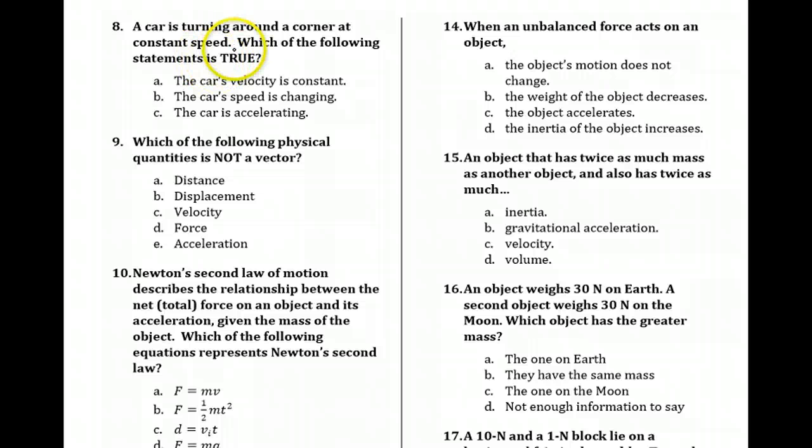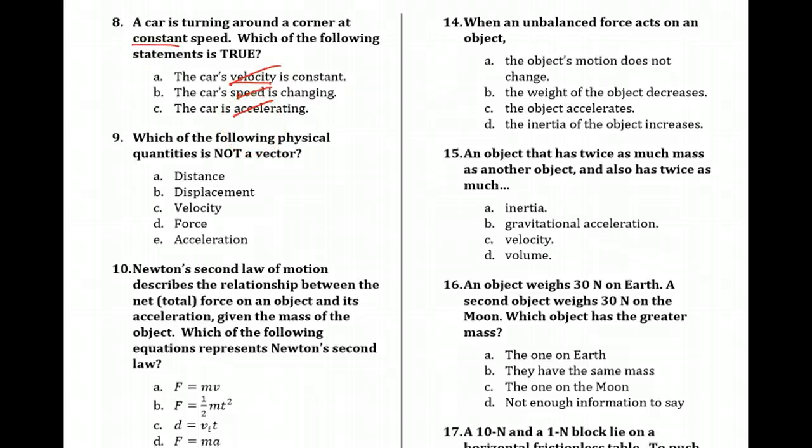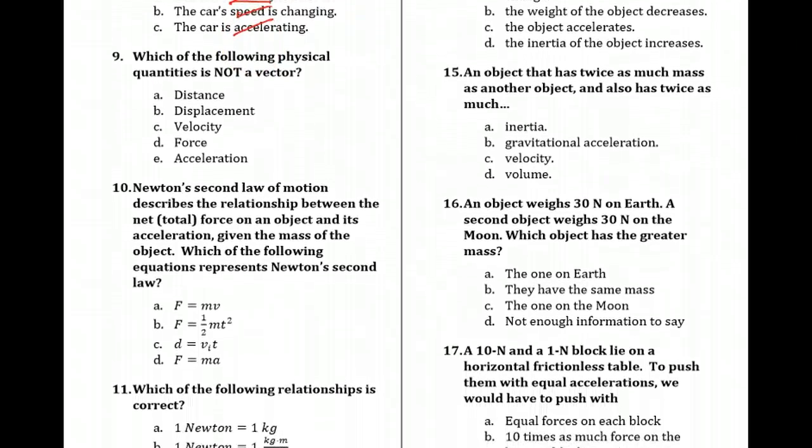All right, a car is turning around a corner at a constant speed. Which of the following is true? Velocity is constant. Well, velocity is speed and direction, and it's turning, so the direction is not constant. Car speed is changing. Well, it tells us right here constant speed, so we know that's not true. Car is accelerating. Accelerating is a change in velocity, and if you're changing direction, you are changing velocity.